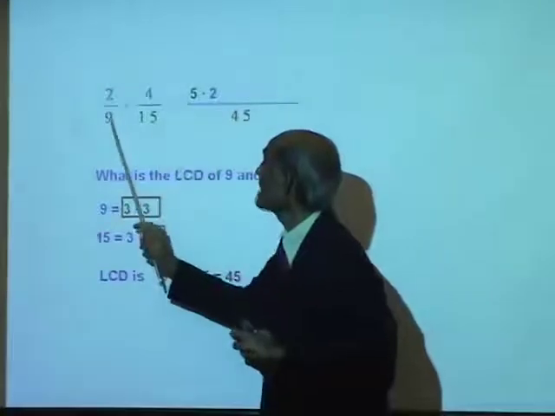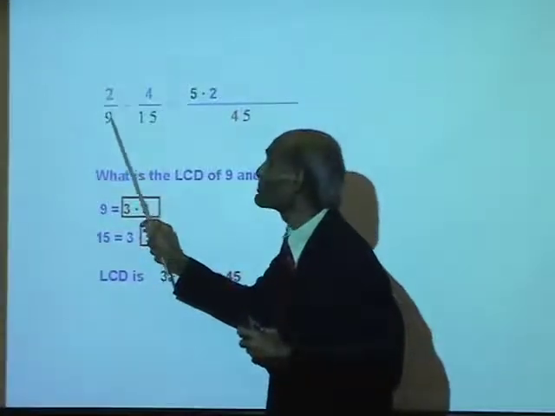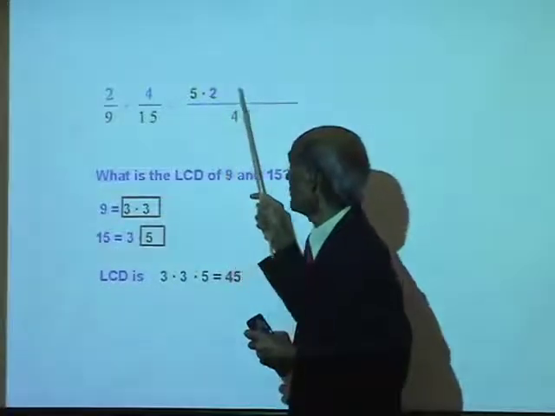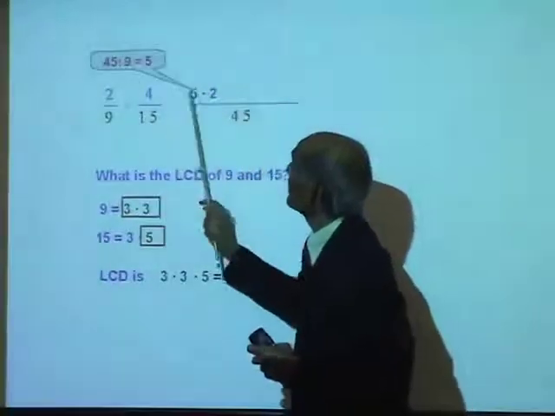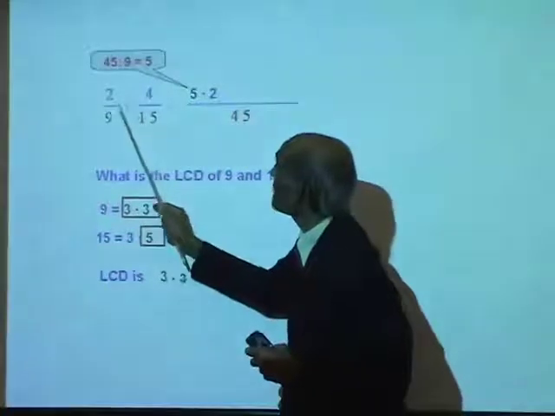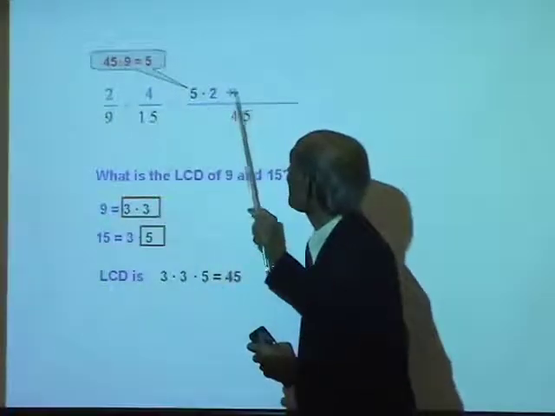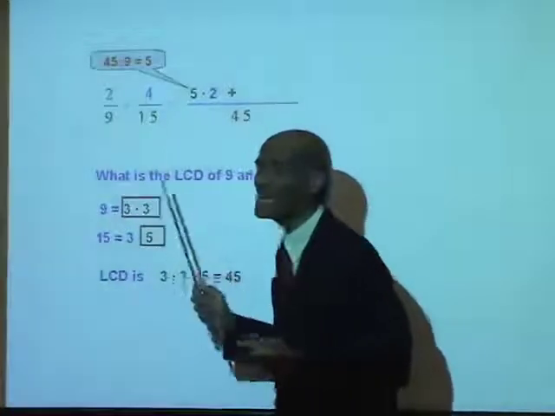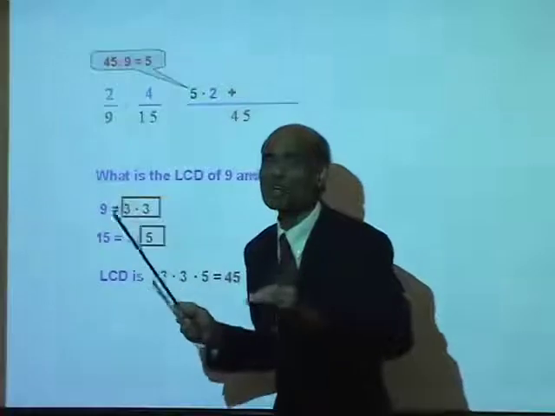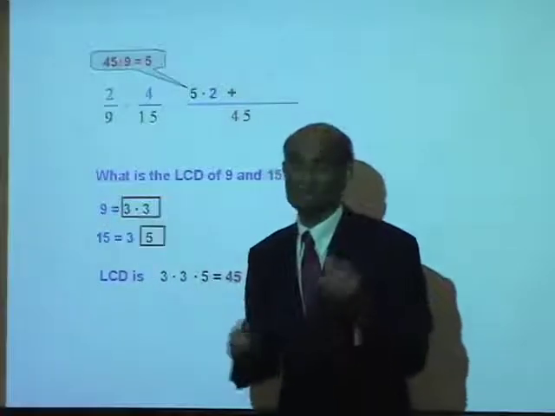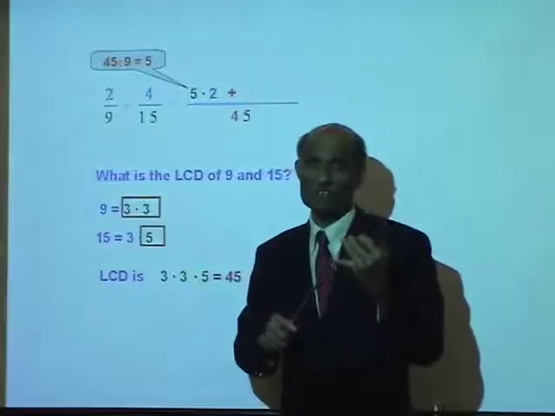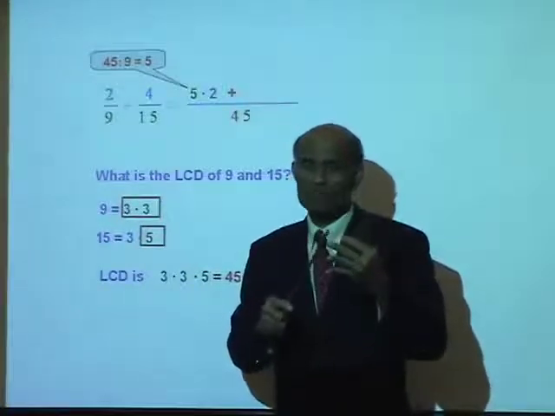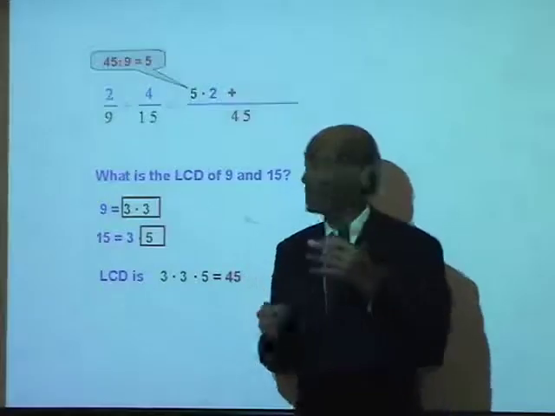So that will be 5 times 2. 45 divided by 9 is 5. Multiply that 5 with this 2. 5 times 2. There you are. So there you got 5 times 2. Follow that up with the plus sign. Next, 45 divided by 15. How many 15s will go in 45? Well, if you know your tables, 15 times 1 is 15. 15 times 2 is 30. 15 times 3 is 45.